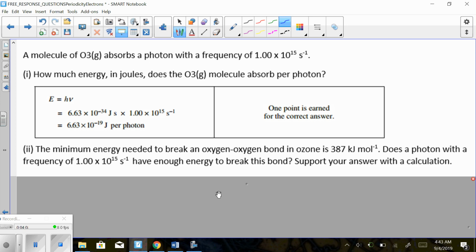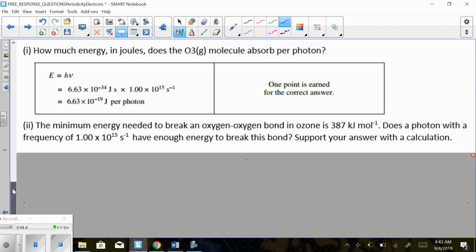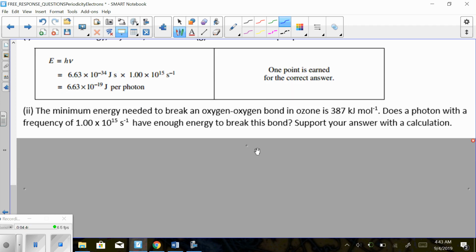Now, part 2 says the minimum energy needed to break an oxygen-oxygen bond is 387 kilojoules per mole. Does a photon with this frequency have enough energy to break this bond? Support your answer with a calculation. The difference in these two is the units. This one is in kilojoules per mole, and this one is in joules per photon.